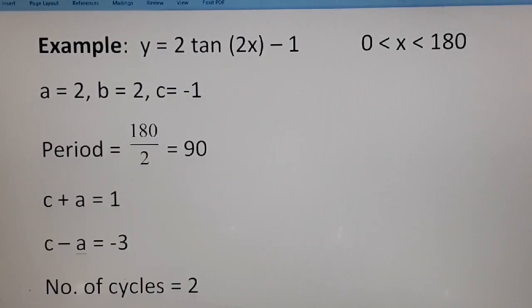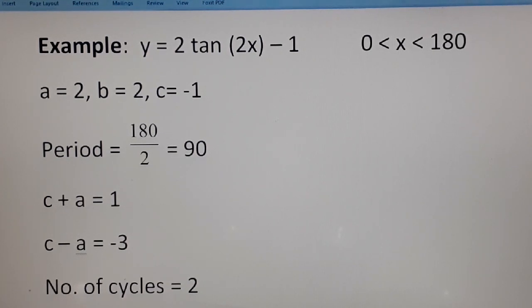Okay students, the example regarding this standard form is 2 tan 2x minus 1. Here the value of a is 2, the value of b is 2, and c is minus 1. C, minus 1, represents the axis of the curve. So the period of this tan 2x will not be 180, but it will be 180 upon 2, which is 90. So 90 will be the period of this function tan 2x.